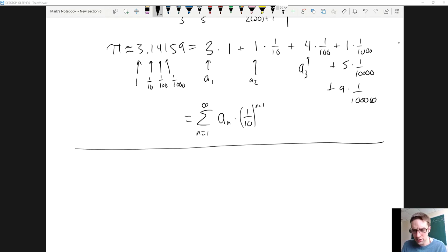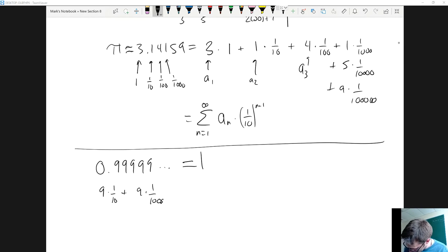For example, you may have seen this before, but the claim is that the number 0.99999 repeating indefinitely is actually equal to 1. Not that it's close to 1, but that it's actually equal to 1. And we can prove that by using this sort of series representation. Because what is 0.999? It is 9 times a tenth plus 9 times a hundredth plus 9 times a thousandth, and so on, which we could write down as a summation.